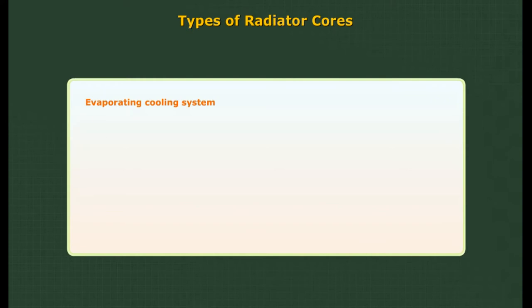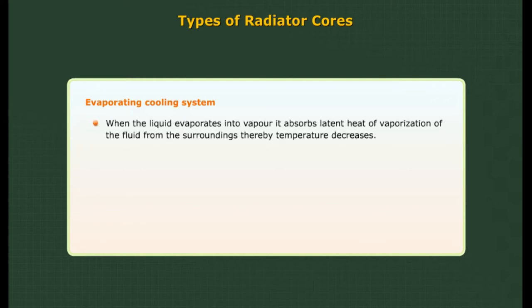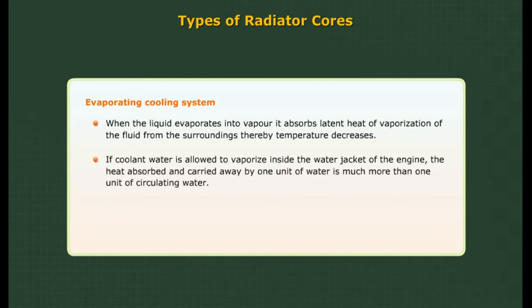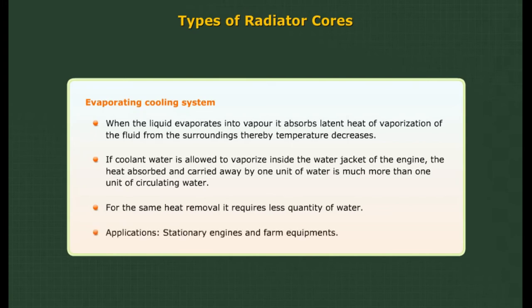Evaporative cooling system. When the liquid evaporates into vapor, it absorbs latent heat of vaporization of the fluid from the surroundings, thereby decreasing the temperature. If coolant water is allowed to vaporize inside the water jacket of the engine, the heat absorbed and carried away by one unit of water is much more than by one unit of circulating water. For the same heat removal, it requires less quantity of water. Applications: stationary engines and farm equipment.